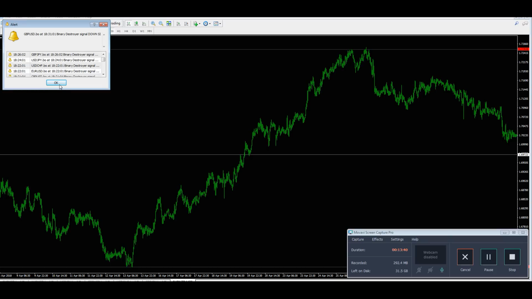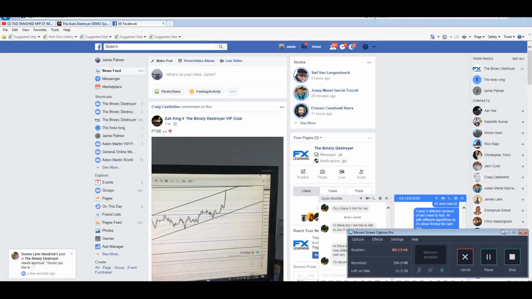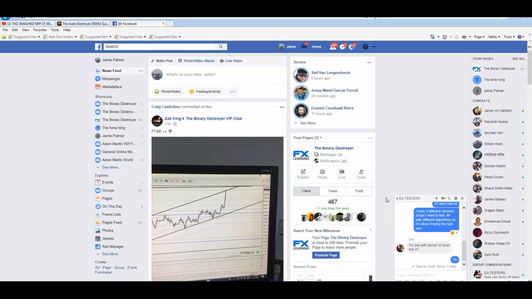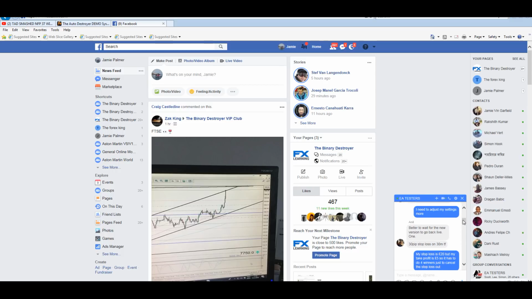I'll show you some of the results in the testers group as well. They're still using the original one. Let me just get rid of that. So I'll just show you some of the results in the group. They're using, well, I wouldn't say the old one, but just different settings, because at the minute a lot of the guys who are testing it are using an open stop loss, whereas I have a 100 pip stop loss. But you can see some results here.